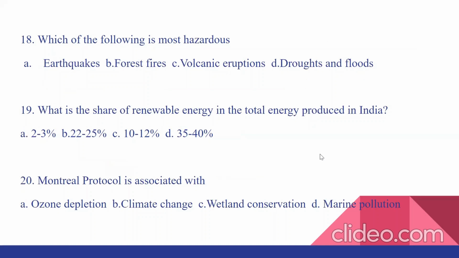18. Which of the following is most hazardous? Earthquakes, forest fires, volcanic eruptions, droughts and floods. Clearly, it looks like earthquakes, forest fires, and volcanic eruptions are most disastrous, but believe me, they're not. Droughts and floods together lead to more death tolls than any of these options. So the answer is D, droughts and floods. It kills more people than earthquakes, forest fire, or volcanic eruption.